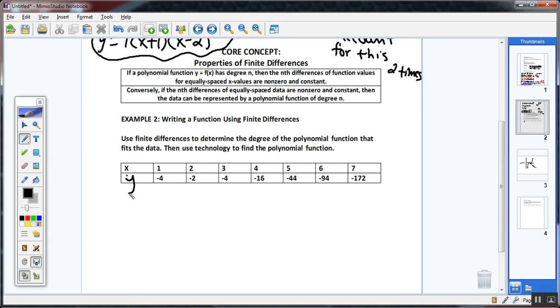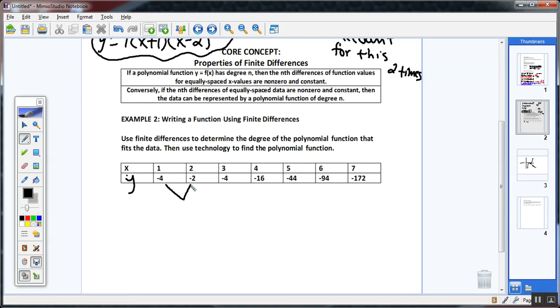Okay, here's what they mean about finite differences. First of all, take a look at my x values. Can I even consider finite differences right here? Look at all my x values. Are the x values changing by the same amount each time? Do I have the same distance between each x from one to the next? Yes, they jump up by 1 each time. So what we're going to do is figure out what degree this function is going to be by using finite differences. This is how this works. What we do is this.